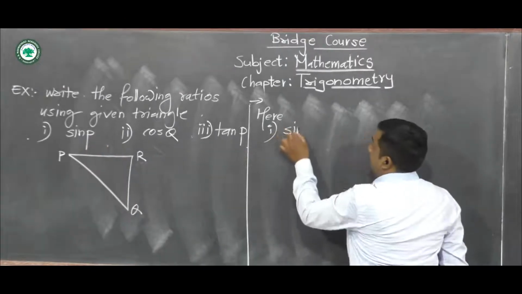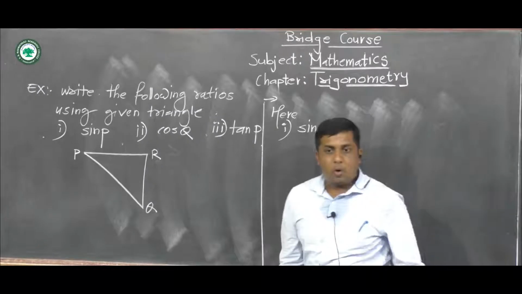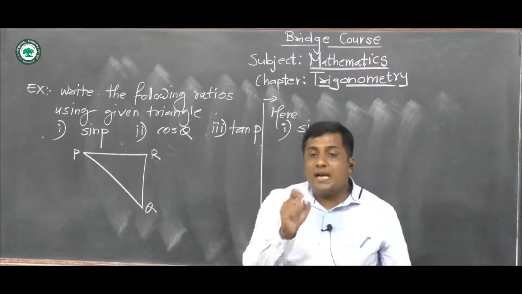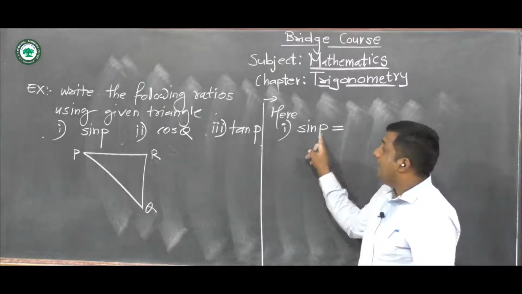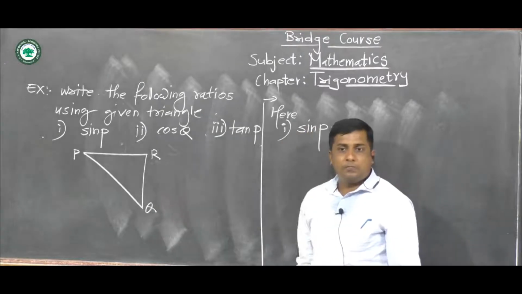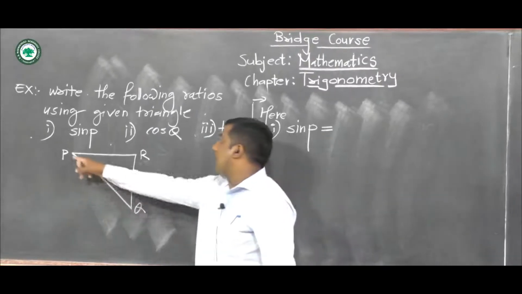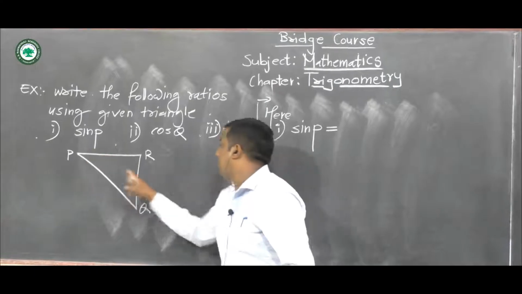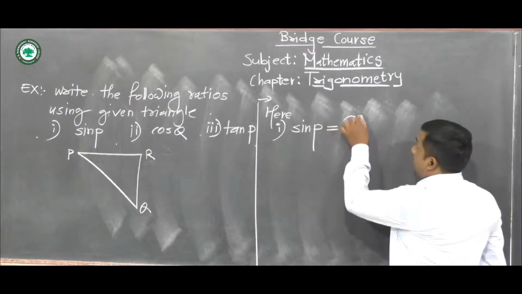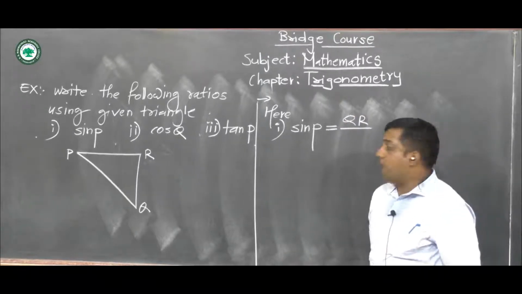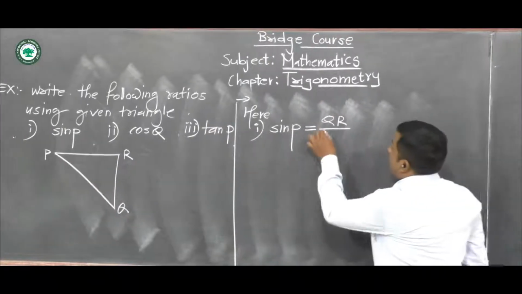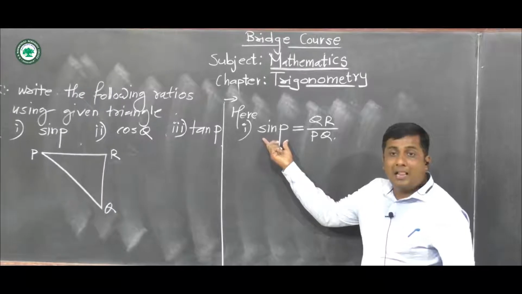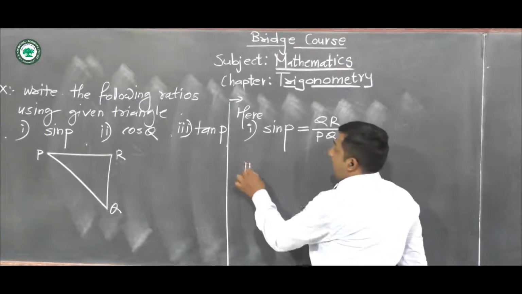So sin P is equal to... for the sine ratio, we take the opposite side of the given angle, angle P, and the hypotenuse, which is PQ. So sin P is equal to the opposite side of P, which is QR, divided by the hypotenuse PQ. So QR upon PQ is the sine ratio for angle P.